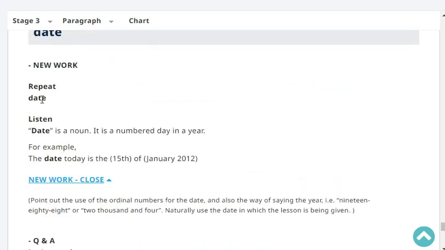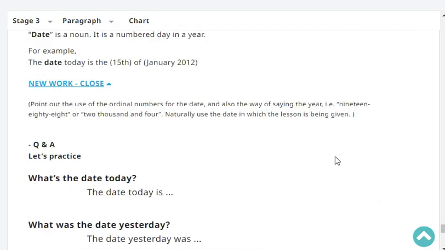Date. Very good. Okay, listen. The word date is a noun. It is a numbered day in a year. For example, the date today is the 1st of August, 2023. I have to look at my calendar. Okay, very good. Let's practice.